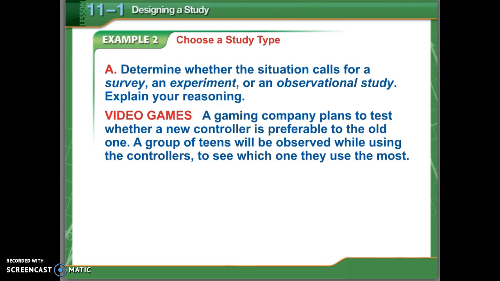Example 2, part A, says we need to determine whether the situation calls for a survey, an experiment, or an observational study. Explain your reasoning. So again, this is very similar to what we looked at in example 1. The scenario is video games. A gaming company plans to test whether a new controller is preferable to the old one. A group of teens will be observed while using the controllers to see which one they use the most. So they're comparing a new controller to an old controller.